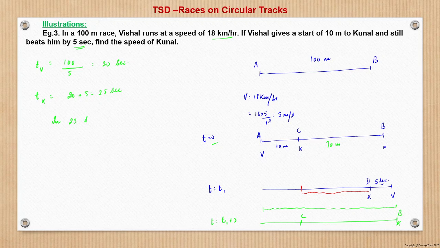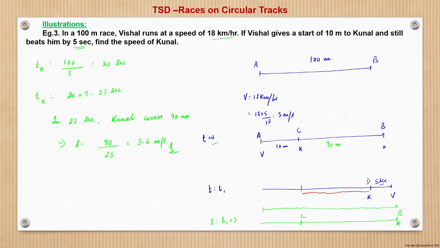In 25 seconds, Kunal covers 90 meters. So therefore speed would be nothing but 90 upon 25. So this becomes 3.6 meters per second. This is the answer. So the question is pretty easy.